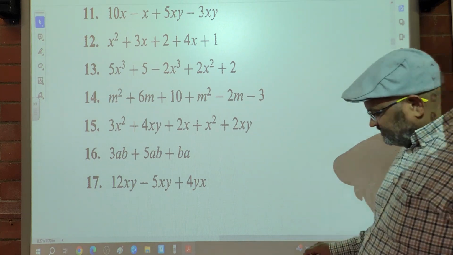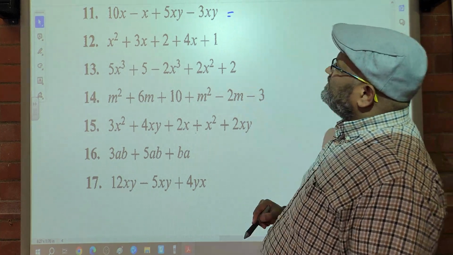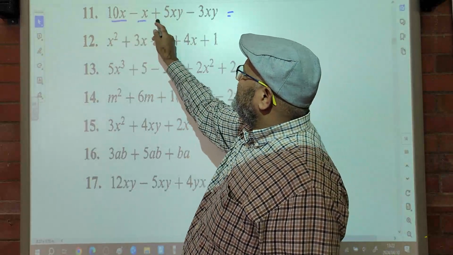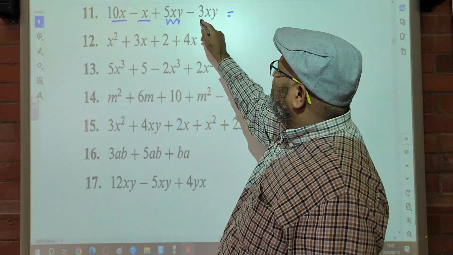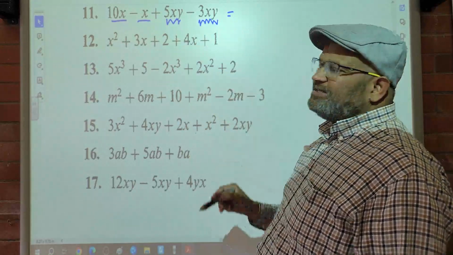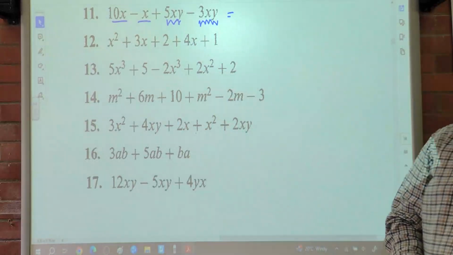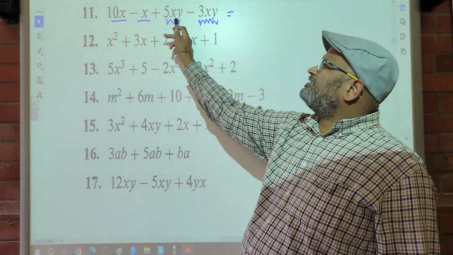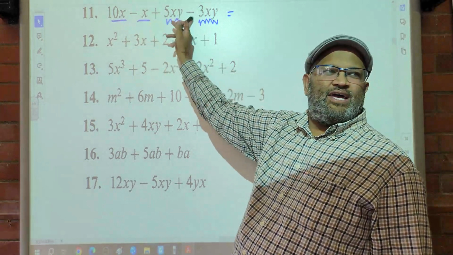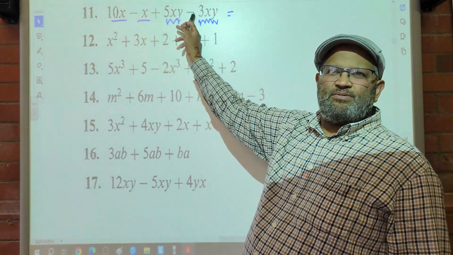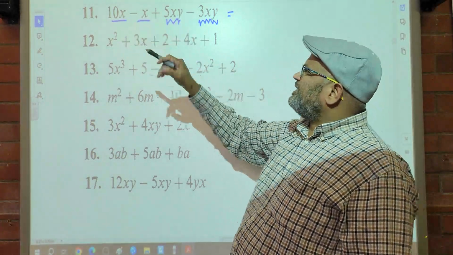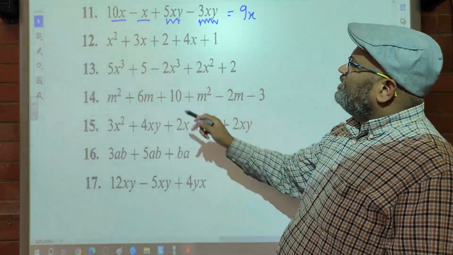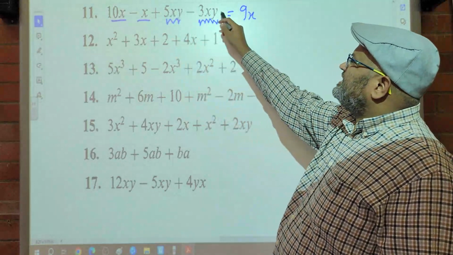Right, number 11. 10x and x are like terms, and 5xy and negative 3xy are like terms. Even though there is an x, the whole variable must be the same. There's a y here. Can you see that, people? So what is 10x minus x? 9x. What is 5xy minus 3xy?